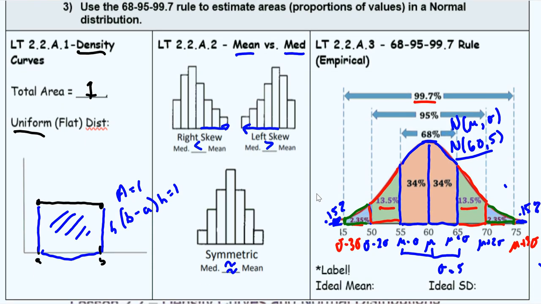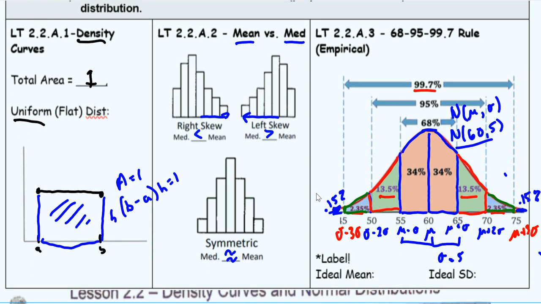Oh, wait, one final thing. The ideal mean when you talk about a normal distribution, the standard normal distribution, is going to be 0, and the standard deviation is going to be 1. That's what we have for that.